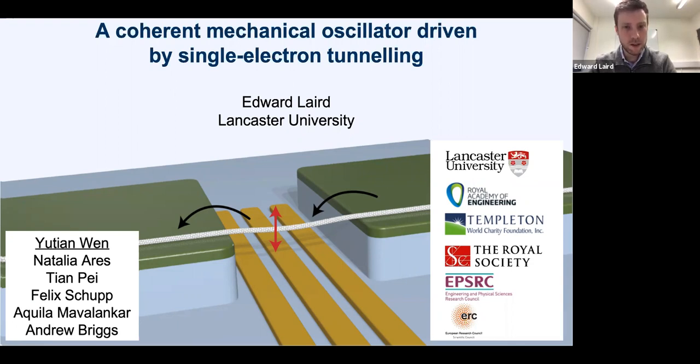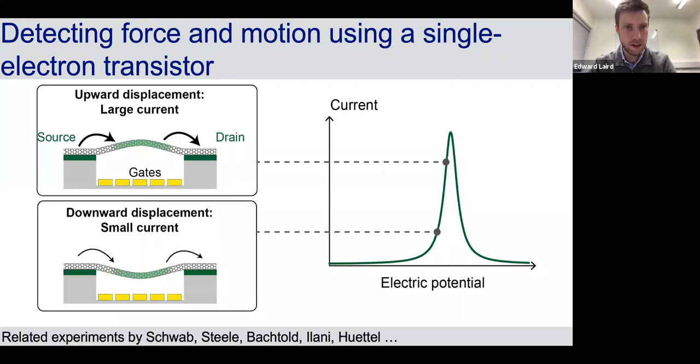So why are these kinds of devices interesting? Well, many of us in the field of nanomechanics are trying to use mechanical resonators to detect very small forces and small amplitude motion. And one way to do that is to use a single electron transistor, which is a transistor whose conductance depends extremely sensitively on its charge.